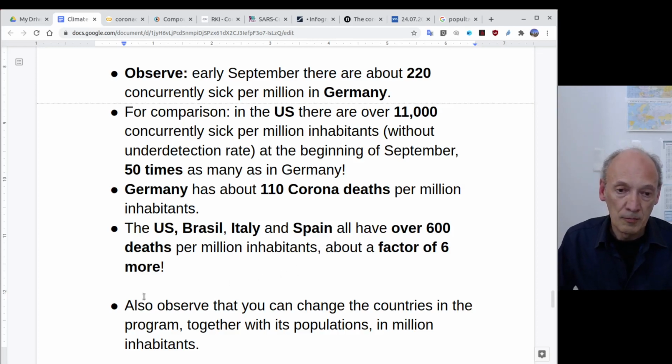Yeah, so also observe again that you can change the countries in the program together with its population in million inhabitants. So this is for you to do your own experiments to see what changes when you change different things. And I found that actually quite helpful to see what happens and to basically understand the connections between the different variables. Okay, so yeah, have fun doing that, and then see you next time.